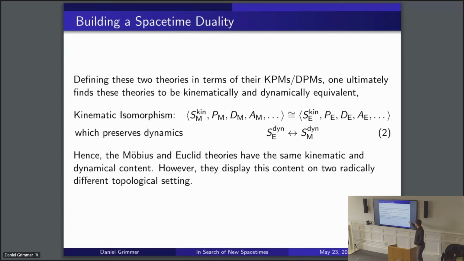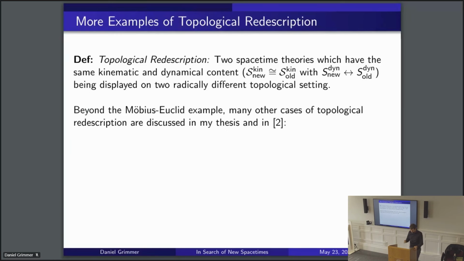But they display this content on two radically different topological settings. So it's the same kind of structure that's being represented in two different ways. That's what I'm going to take to be the definition of a topological redescription. So it's two theories that have the same kinematic and dynamical contents. In this case, there's an isomorphism between their kinematic structures that preserves the dynamics, but they display their states on radically different kinds of topological settings. And so that Mobius-Euclid example was one, and as I noted before, it's non-algebraic. There's no sum, no product, nothing like that.